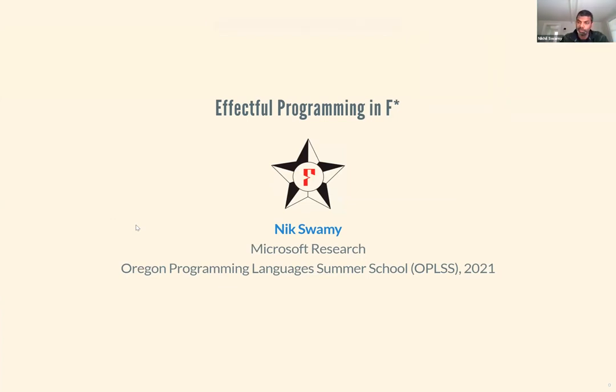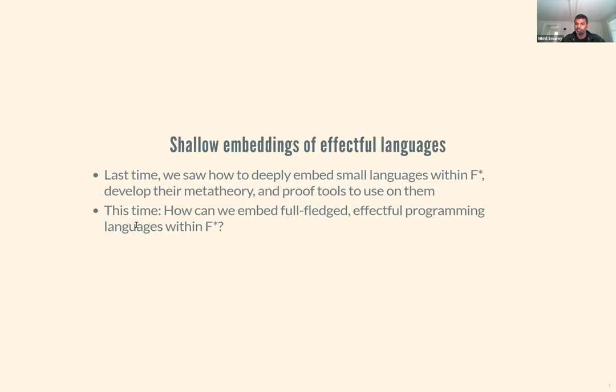So that was about how to deeply embed programming languages in F star. And now I'm going to switch tack a bit and talk about how to do effectful programming in F star. So far, all that we've seen has been programming with pure functions and lemmas and so on. But how can you embed full-fledged effectful programming languages within F star, things that are going to do IO or raise exceptions or read state or diverge, things like this?